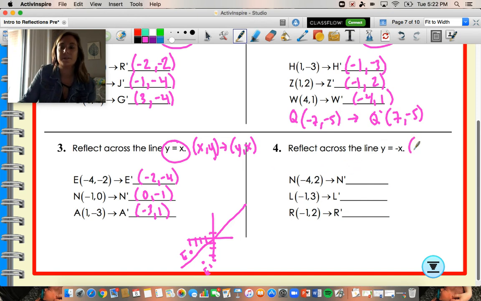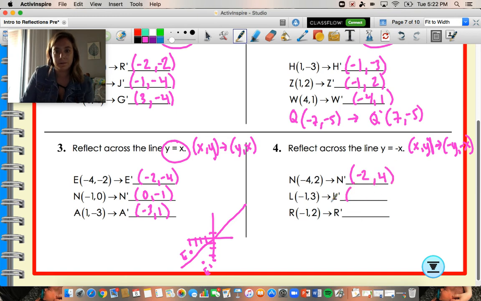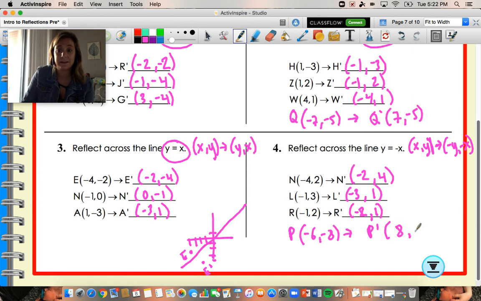The line y equals -x, xy becomes -y, -x. So -2, +4. -3, +1. -2, +1. So I'm switching them. If I had P is -6, -8, P prime would be 8, 6. Switch them and negate them.